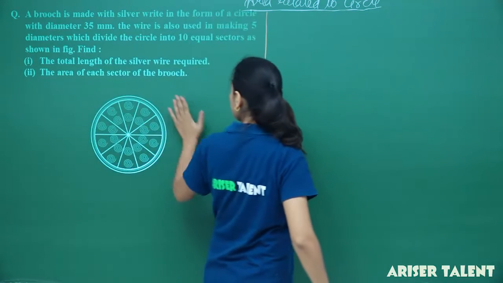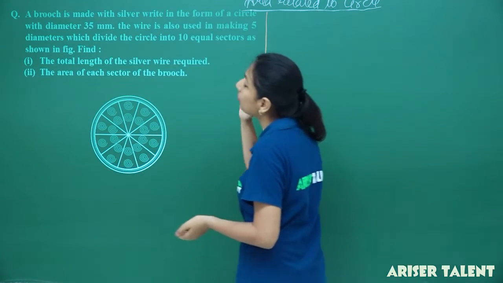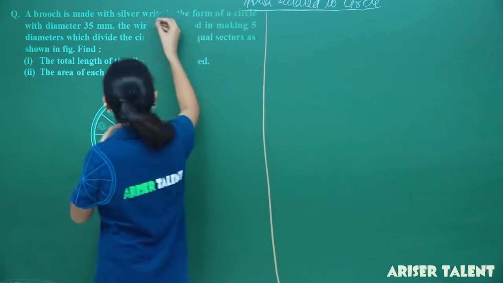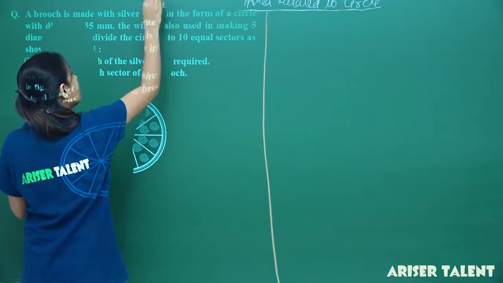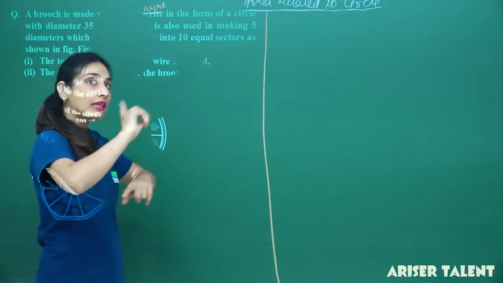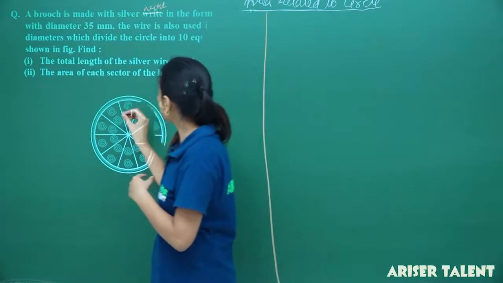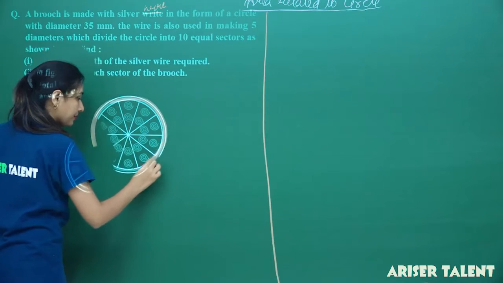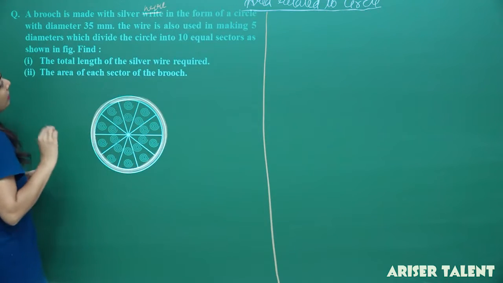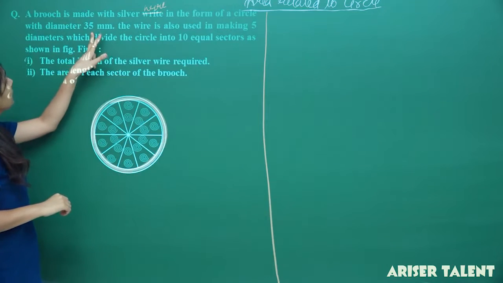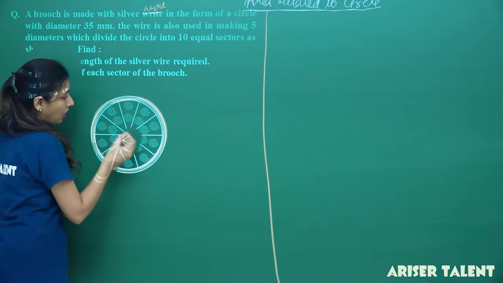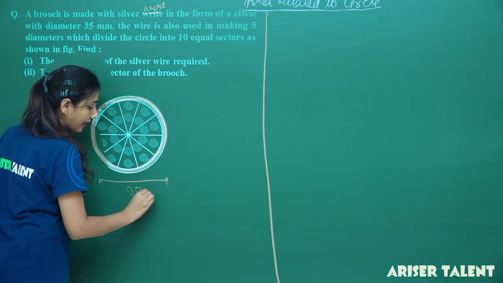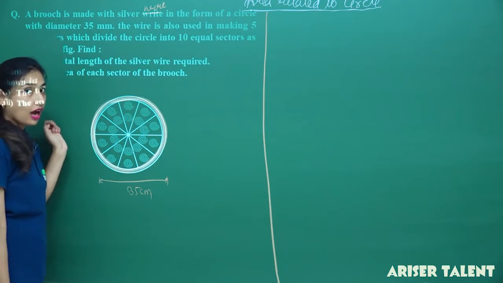It's a beautiful design here. So what it's saying is that a brooch is made with silver wire, right? I've told you this is wire. So the silver wire brooch is in the form of a circle. Okay, so this is the circle, and the diameter of the circle is 35. Now this diameter is 35 centimeters. So the radius will be half of the diameter.